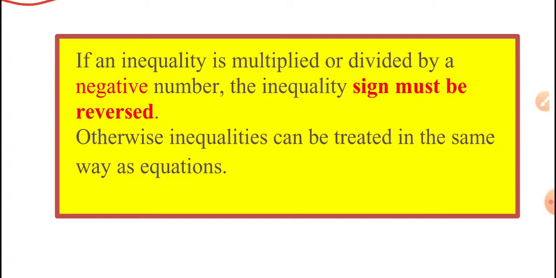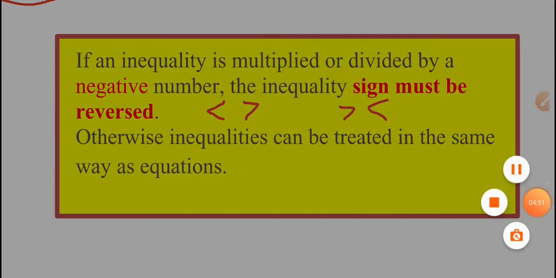If an inequality is multiplied or divided by a negative number, so if you times it by a negative number or you divide by a negative number at any point, the sign must be reversed. If the sign was like this, it will have to become like that, or if the sign was like this, it will have to become like that. Otherwise, inequalities can be treated in the same way as equations. You'll see why this rule is so important when we start solving some inequalities problems.